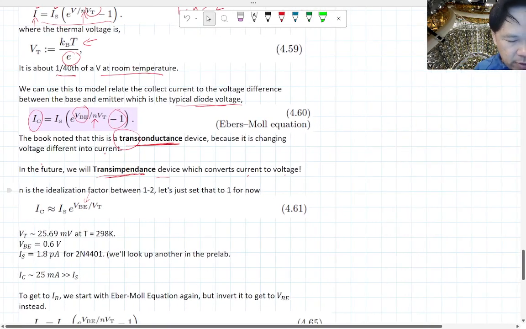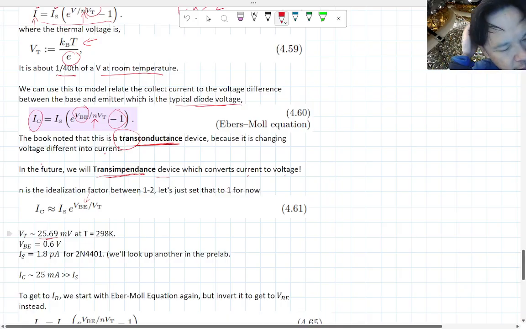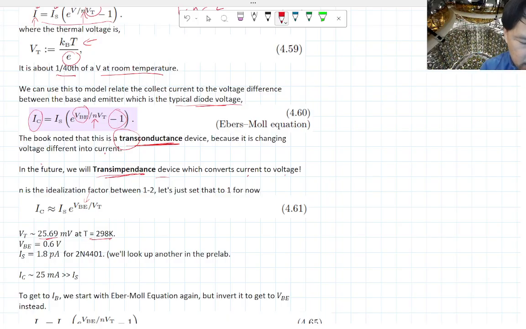In fact, the book gives us some numbers. So VT, as usual, is about 1/40th of a volt, or more accurately, 26 millivolts at room temperature. So we have to plug this number in Kelvin. The voltage across the diode is 0.6 volt, right?